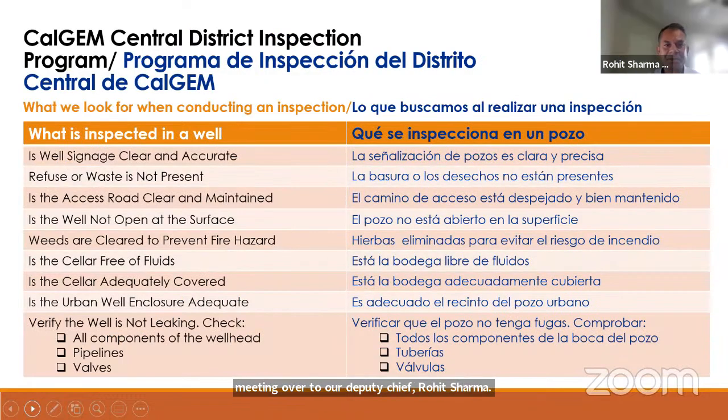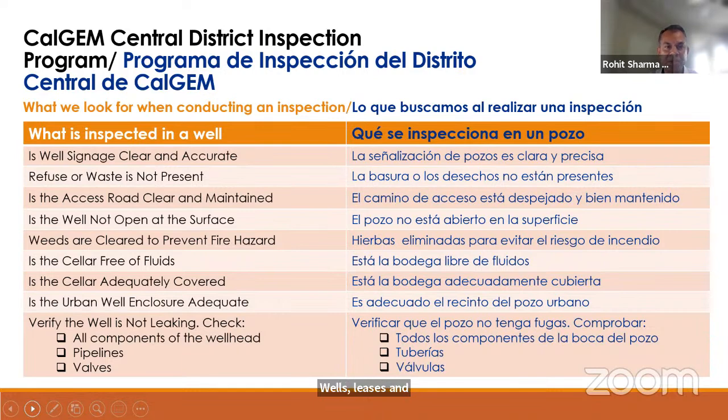Thank you, Robert. Again, my name is Rohit Sharma, and I'm an acting Chief Deputy of Operations with CalGEM. I'm going to talk about CalGEM's Central District's inspection program, which covers the communities of Arvin and Lamont. Inspections are a very important part of CalGEM's day-to-day work. Our inspectors go out daily to witness tests and inspections of wells, leases, and facilities.